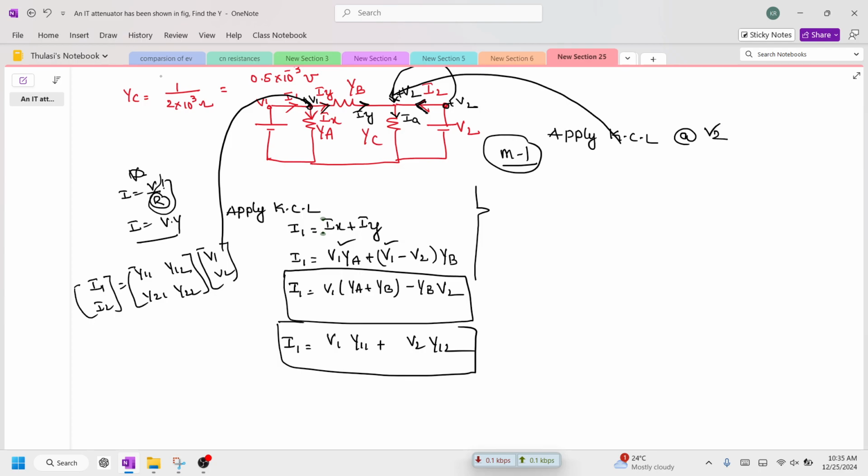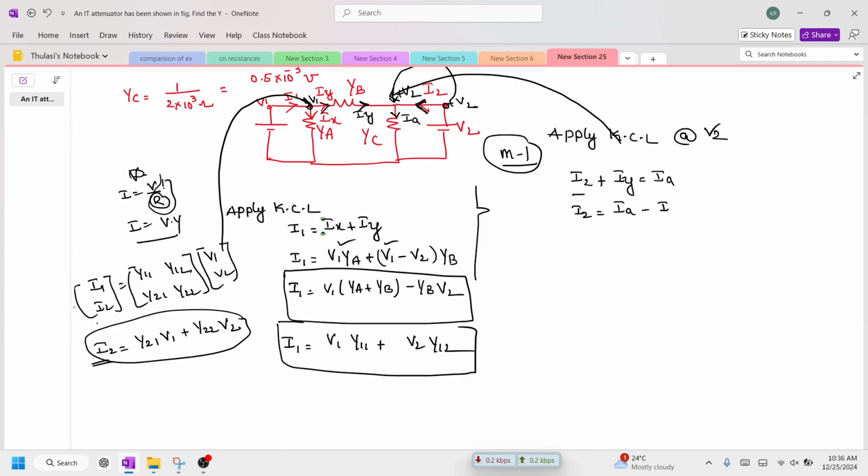So now what are the entering currents? Entering current is I2. One more entering current is Iy. And one more leaving current is nothing but Ia. But you see here, when you write down in the standard format, the expression of I2 is equal to y21 v1 plus y22 v2. This is the standard format. So this should be only in terms of I2. So that's why I'm writing I2 is equal to Ia minus Iy.